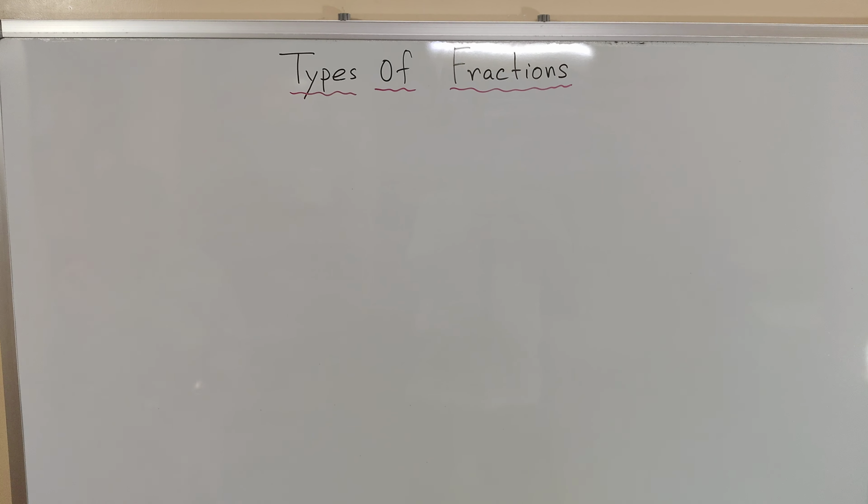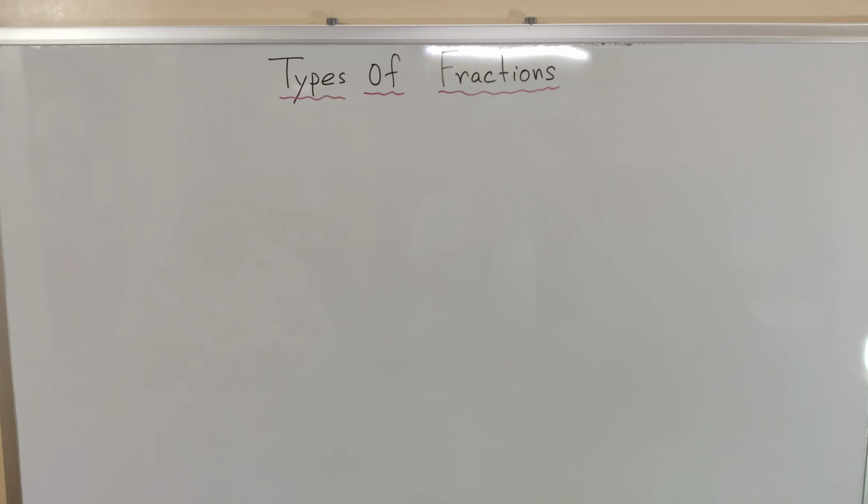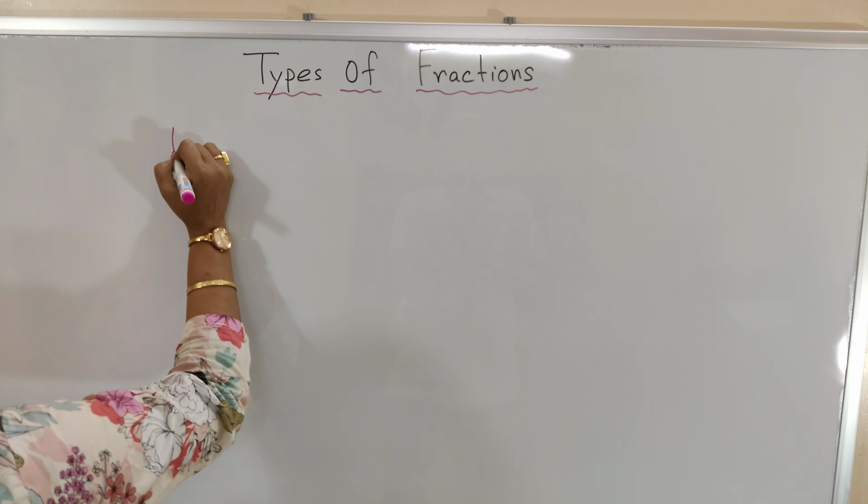Today we will discuss the types of fractions. So first, proper fraction. Fractions whose numerator is less than the denominator are called proper fractions. So let's write some examples. 2 by 3. Here we see the numerator is less than the denominator. So these are proper fractions.